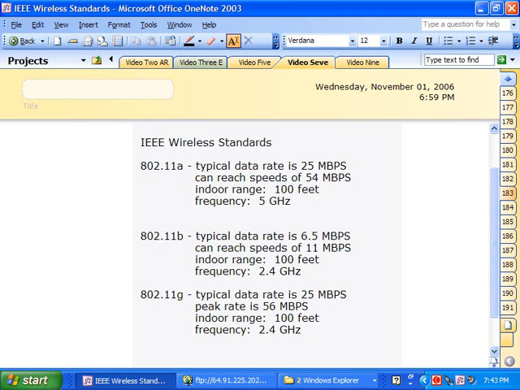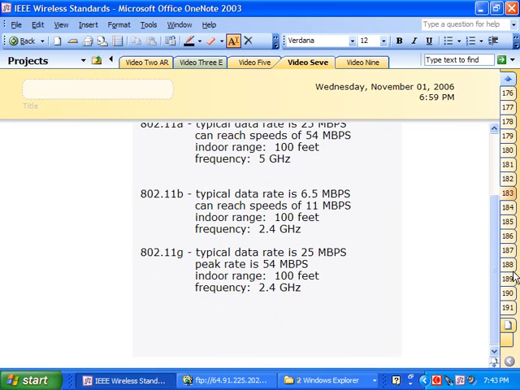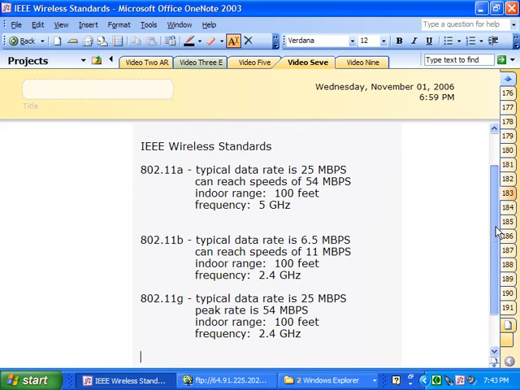11G has a typical rate of 25 meg, a peak data rate of 56 meg, an indoor range of 100 feet, and a frequency of 2.4 gig. I'm going to change one value on there as far as that peak rate goes, because you see 54 and you see 56. I don't think they're going to split that hair on your Network Plus exam, but I would be prepared to see that as 54 meg for a peak rate.